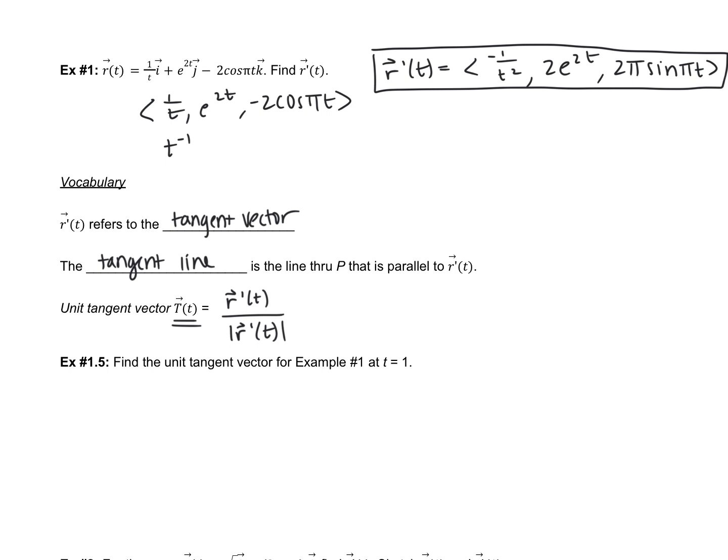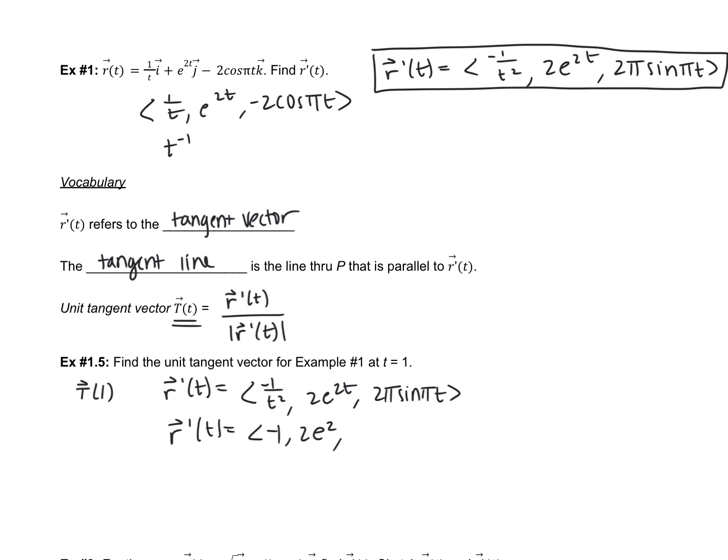Okay, so in the next example, based off of the previous example, we're going to find the unit tangent vector for example number 1 at t equals 1. So we are looking for T of 1. Well, we know our tangent vector that we already found is negative 1 over t squared, 2e to the 2t, and then 2 pi sine of pi t. So if we substitute 1 in then, we're going to get negative 1, 2e squared, and 0.